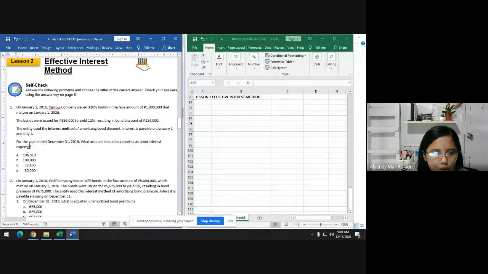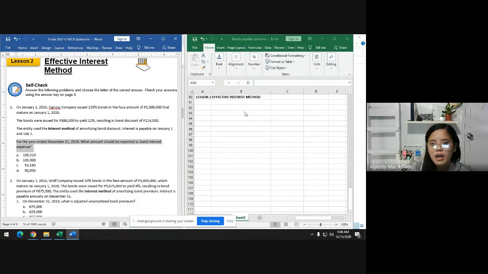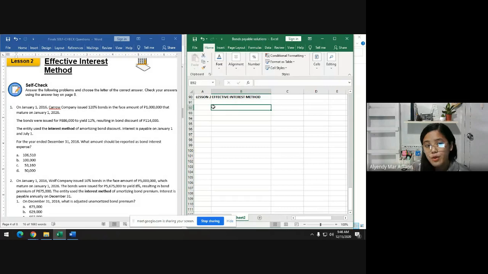Number 1. For the year ended December 31, 2016, what amount should be reported as bond interest expense? Earlier, what was asked was the accrued interest payable. We have 2 types of interest: the stated interest, another name for which is nominal interest, and then we also have the effective interest.